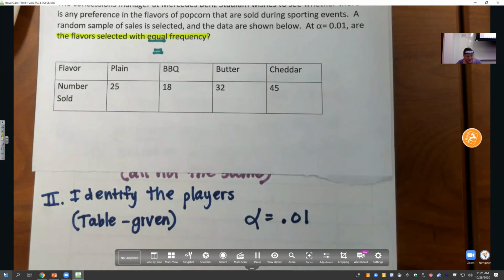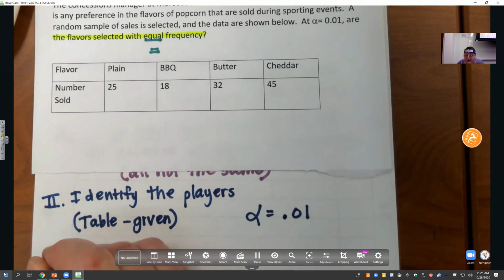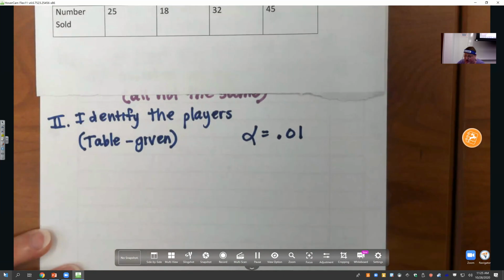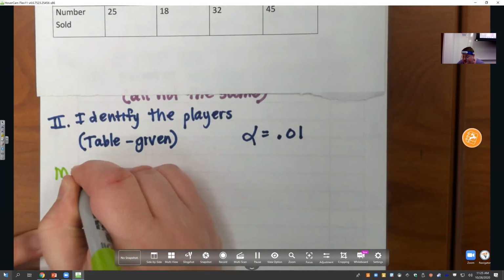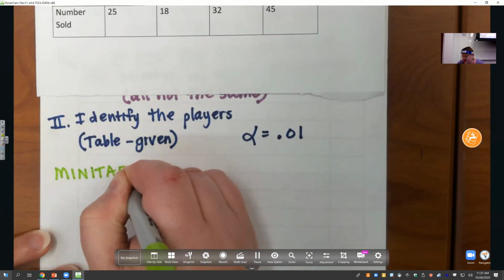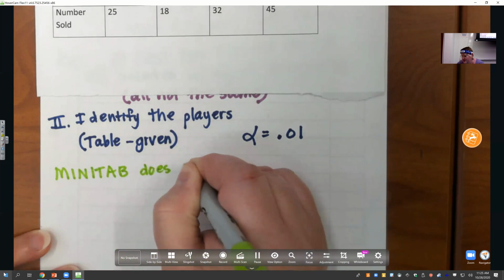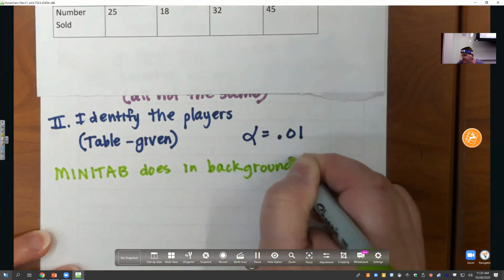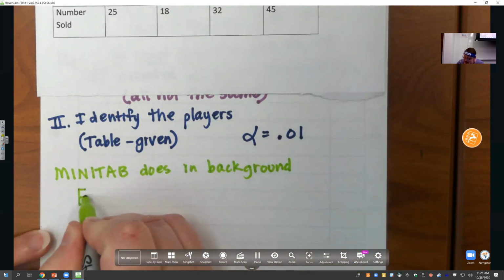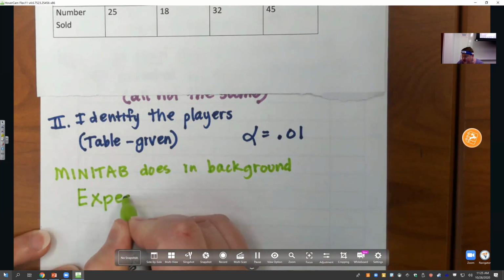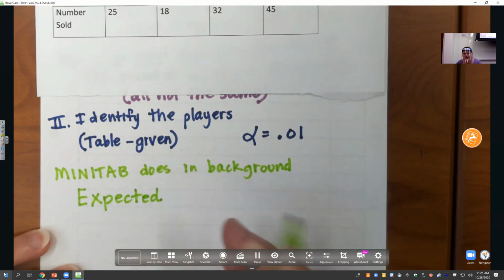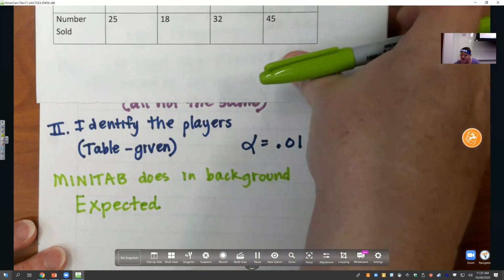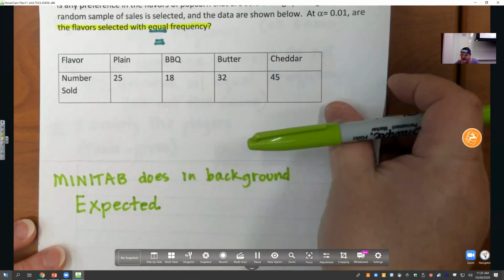Now, I'm going to show you something here that Minitab's going to do in the background. I'm just going to make a note here that Minitab does it in the background, but I don't want you to think it's just magic. The other piece that we need when we're calculating our chi-squared is how many do we expect?